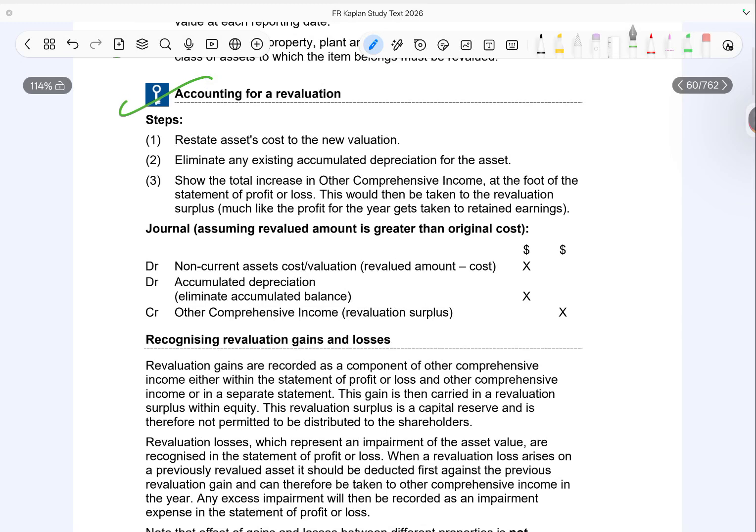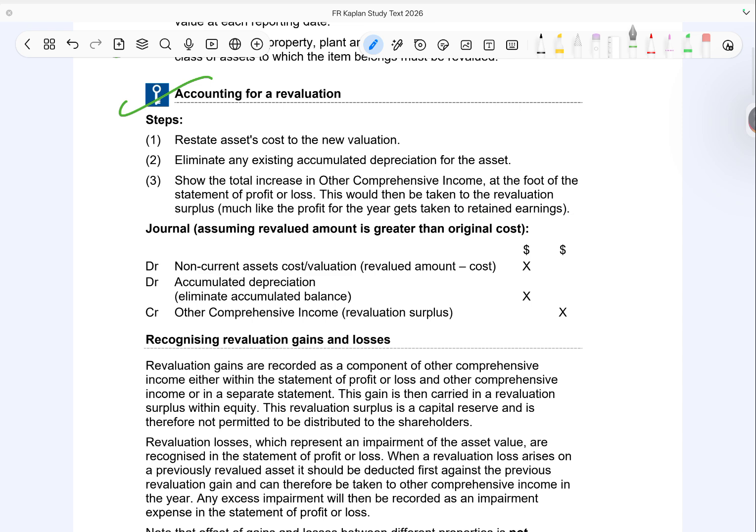Now, how do we account for a revaluation? We'll first learn the steps. First, we restate the cost to the new valuation. Second, eliminate any existing accumulated depreciation from the asset, and then show the total increase in other comprehensive income at the foot of the statement of profit or loss. This would be taken to the revaluation surplus, much like the profit for the year gets taken to retained earnings.